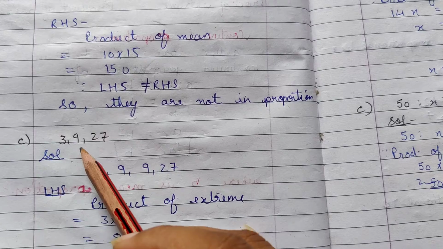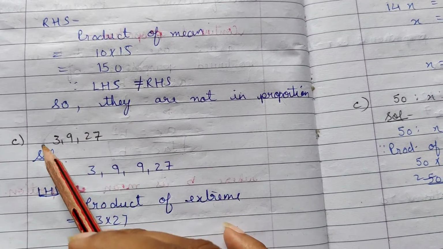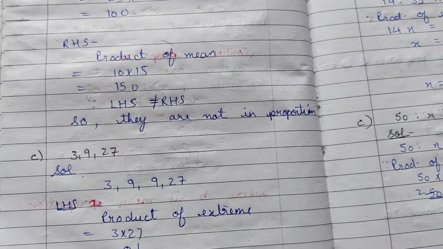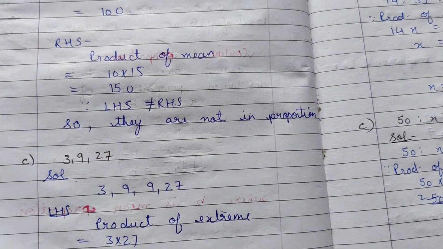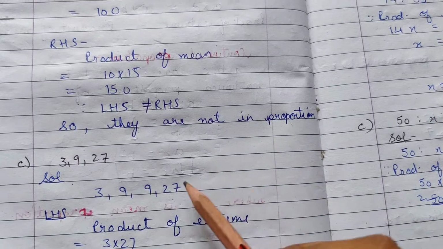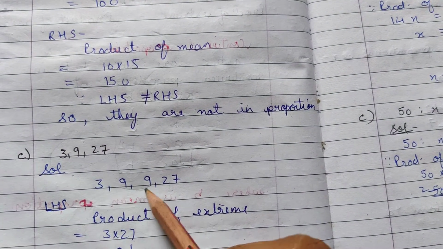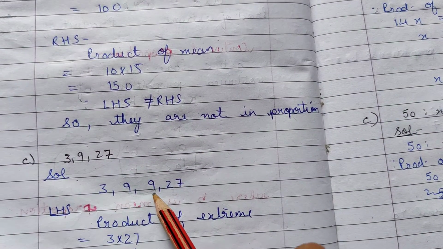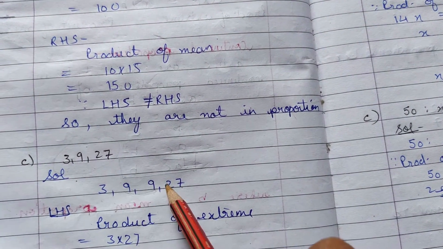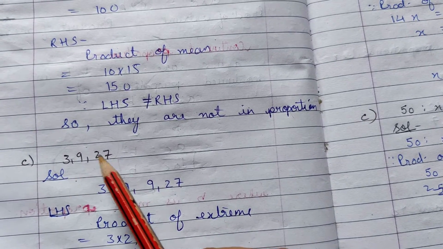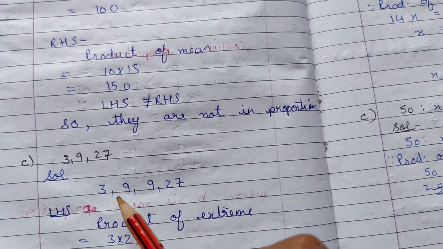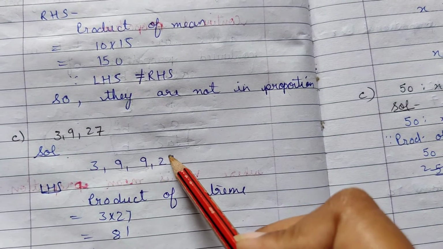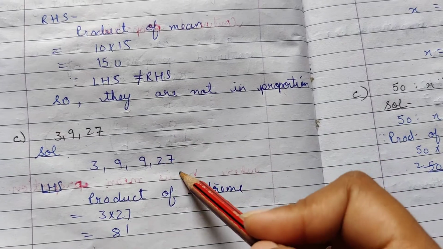Next part is 3, 9, 27. Now see, they have given you only 3 numbers. What did I tell you, that if 3 numbers are given and they are asking you to find the proportion, we will repeat or write the middle term 2 times to make the numbers 4. Okay, so 3, 9, 9, 27. Now we have got 4 numbers. 3 numbers दिए हुए थे, continued proportion लगा के हमने इस बीच वाले term को 2 times लिखा है. ठीक है, now we have got 4 numbers.